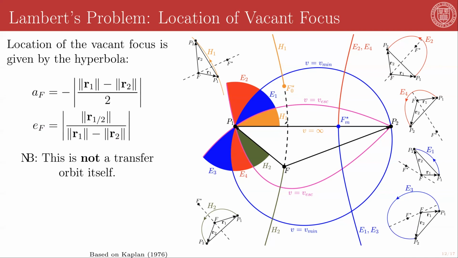Any hyperbolic transfer that departed within this region of space would fly in front of the filled focus, again, meaning that it was ignoring the gravitational effects of the central body. This locus of physically impossible departures corresponds to this dashed region of the left-hand branch of the vacant focus hyperbola. And again, here we have diagrammatically shown the H1 and H2 transfers.